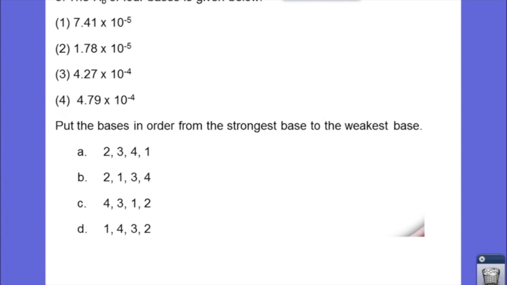One more. The Kb of 4 bases is given below. Put the bases in order from strongest base to the weakest base. Which one will be the strongest? Are you sure? It is 4. And then the one after that? It is 3. And then? It is 1. And then 2. This is the order from strongest to weakest.